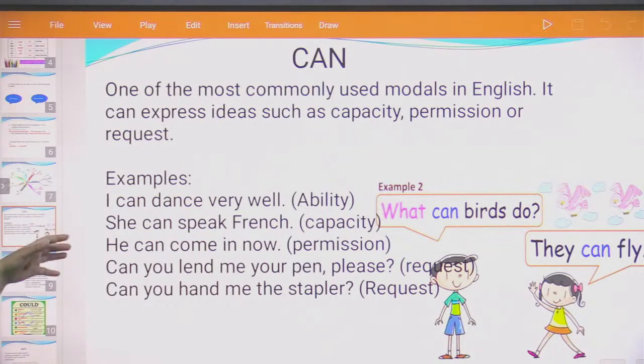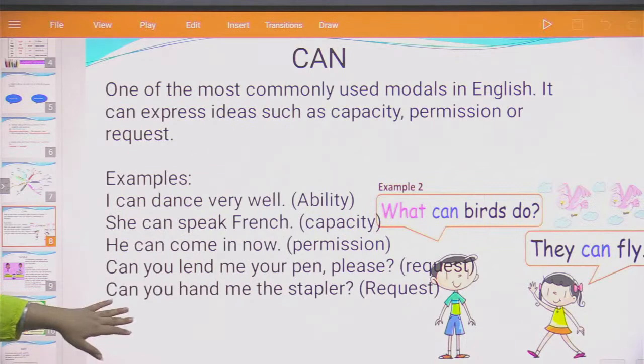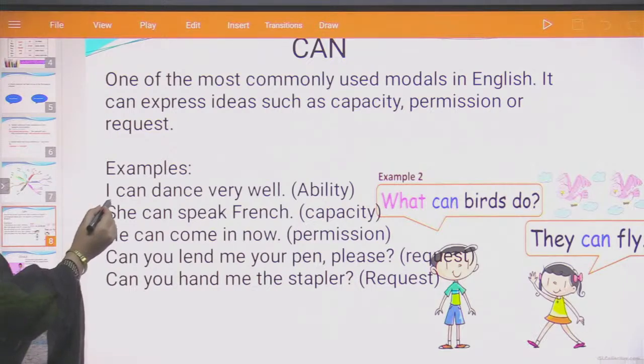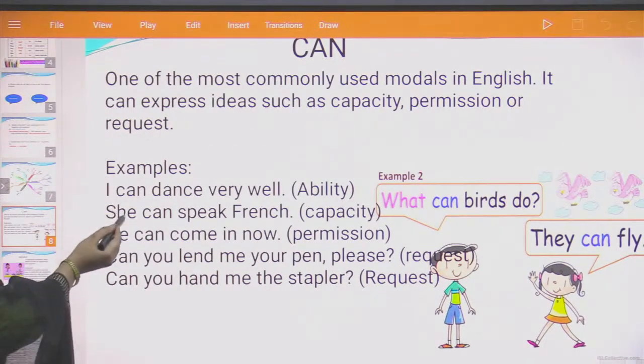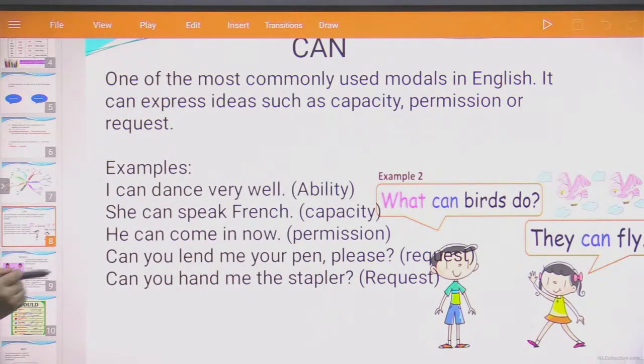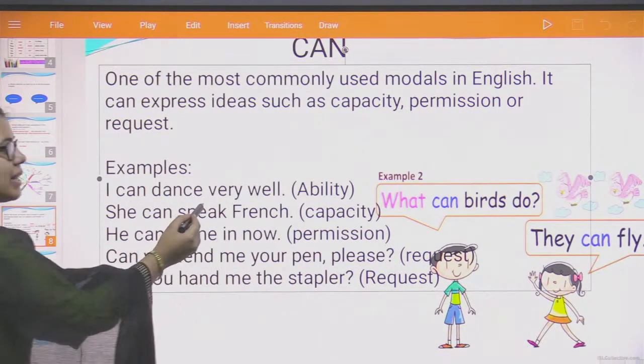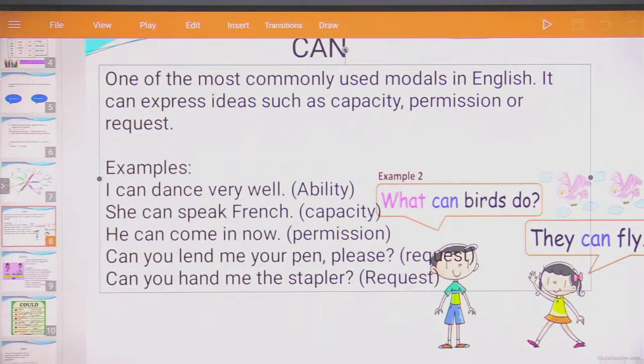Okay, now we will understand by some examples here, student. See the first example I have written here. I can dance very well. Okay, if I say that I can dance very well, first I'll explain the structure. See the structure, student. I have used the subject I here, then I have used the modal verb, which is can here, and then the main verb's first form, the root form. Okay, and then the complement, the rest of the sentence is here.